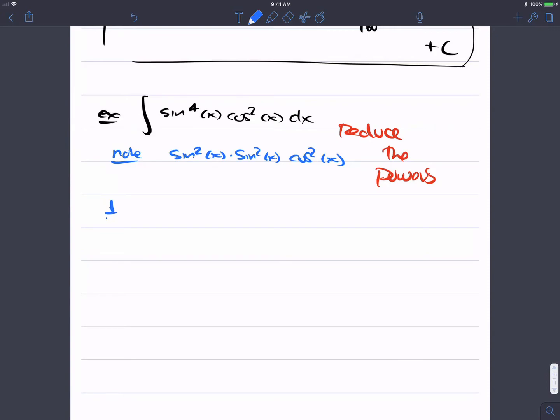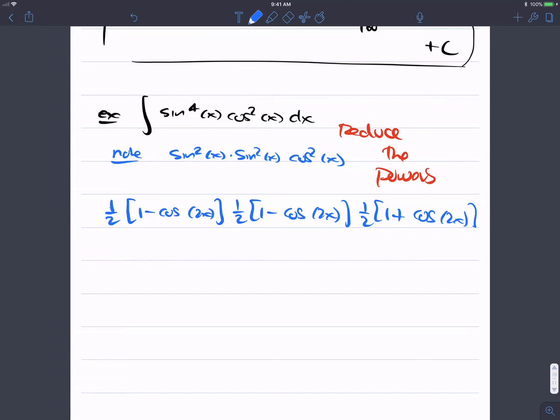So 1/2 (1 minus cosine 2x), 1/2 (1 minus cosine 2x), 1/2 (1 plus cosine 2x). So if you notice again, the powers here, they're even: 4, 2. You have even powers of sines and cosines again. You reduce your powers by what you did back in trigonometry, math 241.